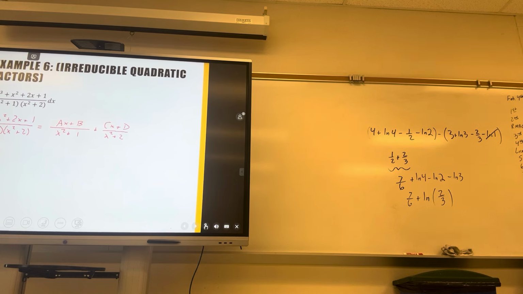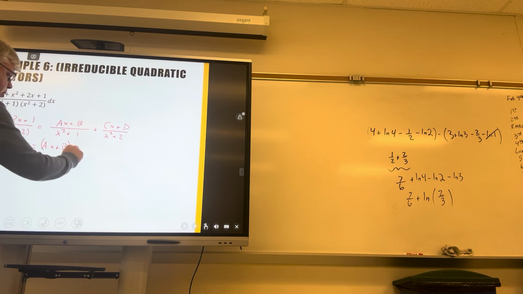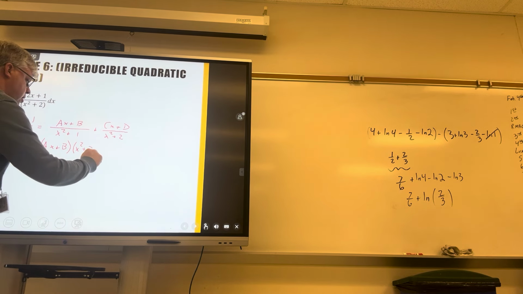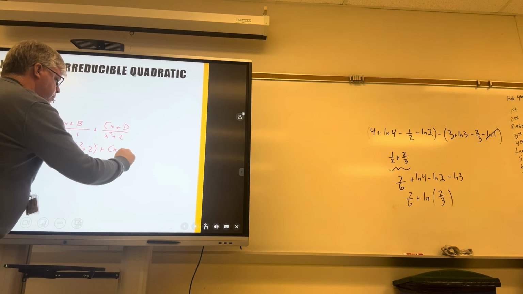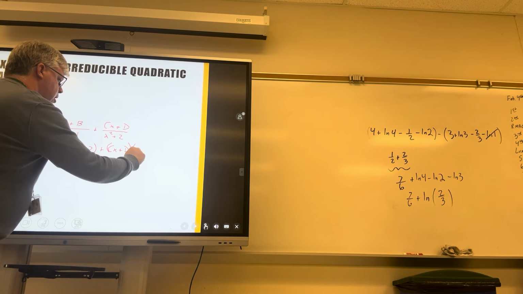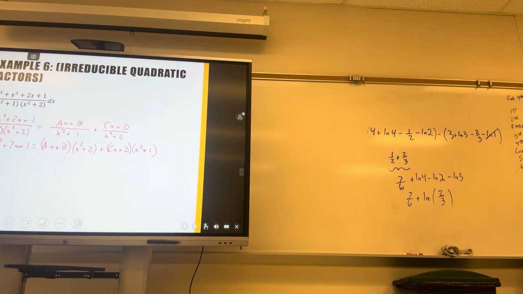Now we proceed the way we have before and clear all the fractions, so I'm multiplying through by the original denominator. So I just have x cubed plus x squared plus 2x plus 1. And then over here, this ax plus b will get multiplied by what? x squared plus 2, the other one, because the x squared plus 1 will cancel. And for the cx plus d, the x squared plus 2 cancels, and this gets multiplied by x squared plus 1.